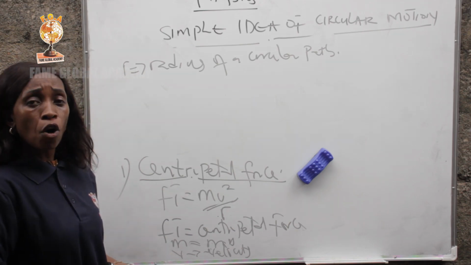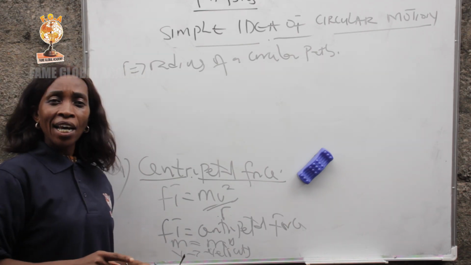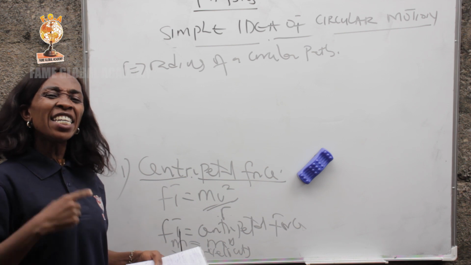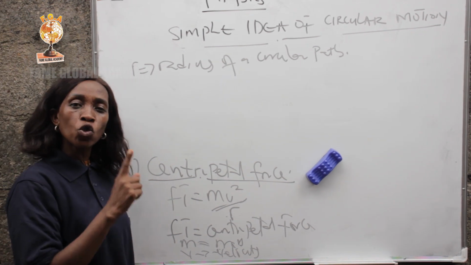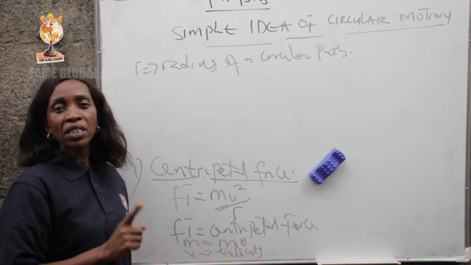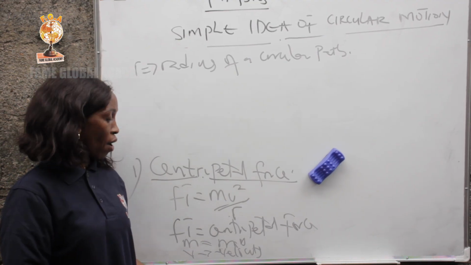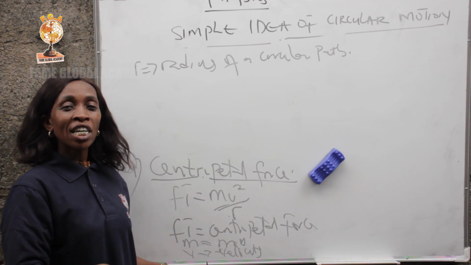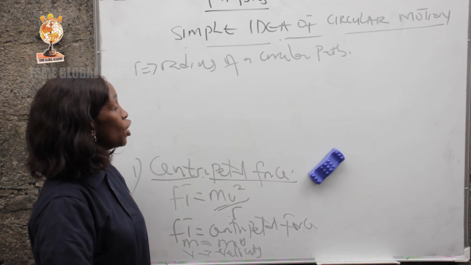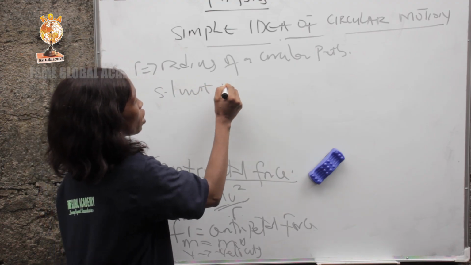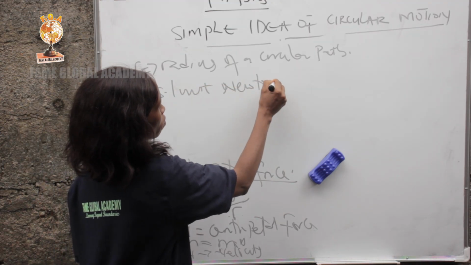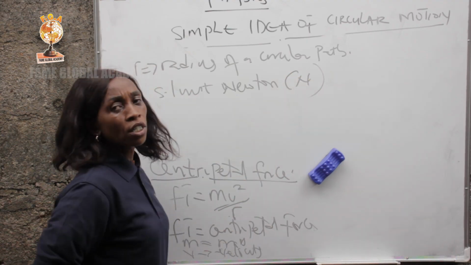So centripetal force is the inward force that keeps a body moving in a constant speed. And it is Fc equals mv squared over r. And in derivation, the SI unit is in Newton.